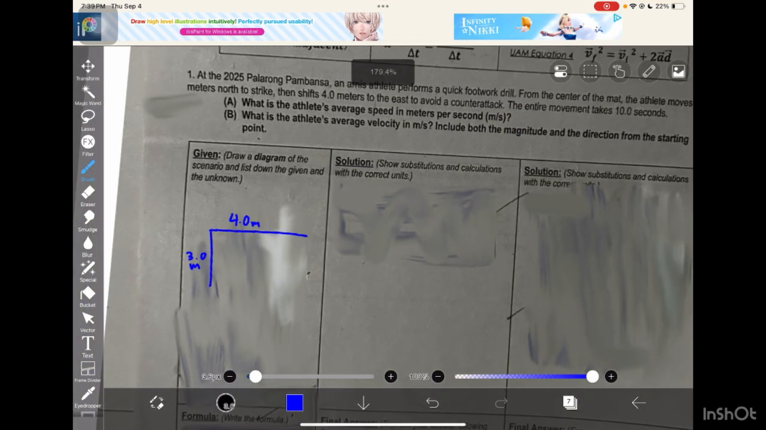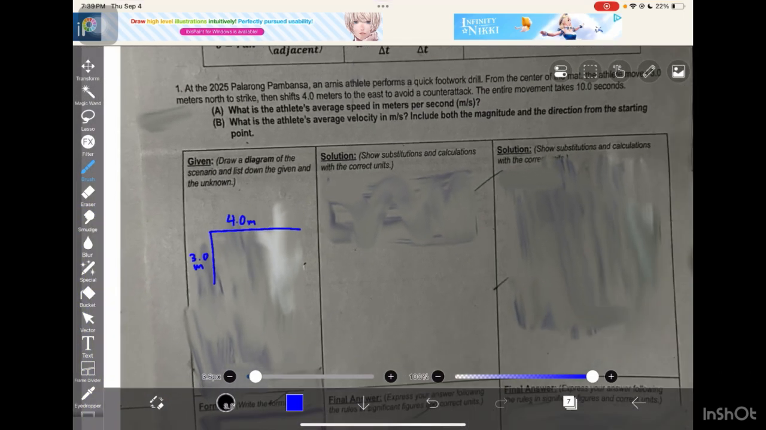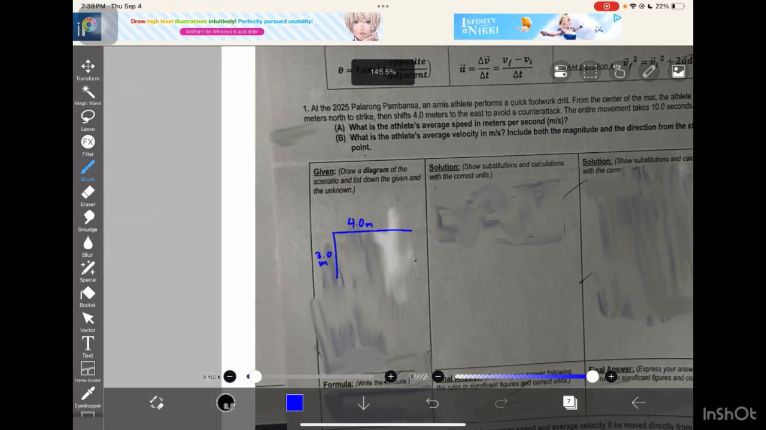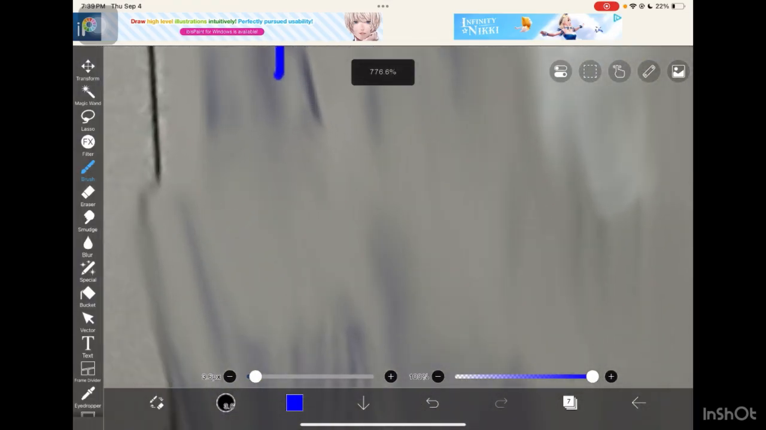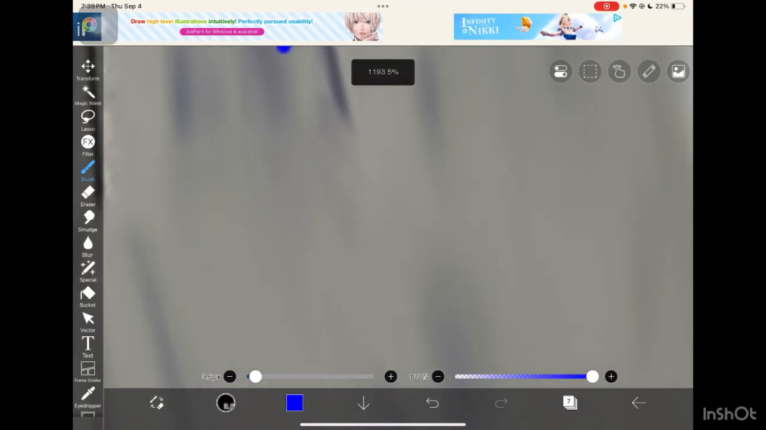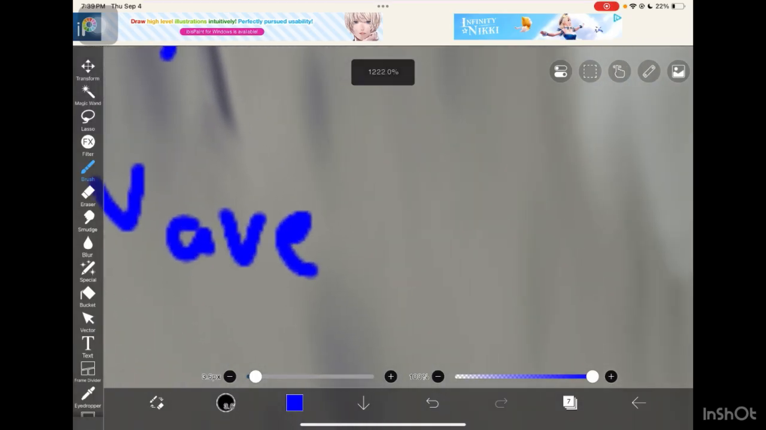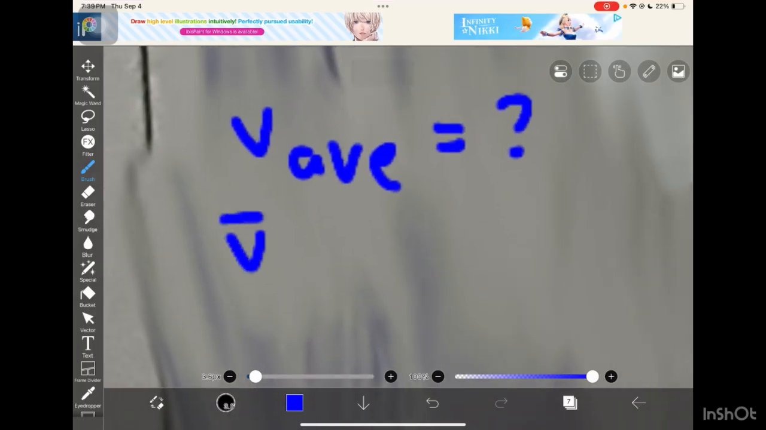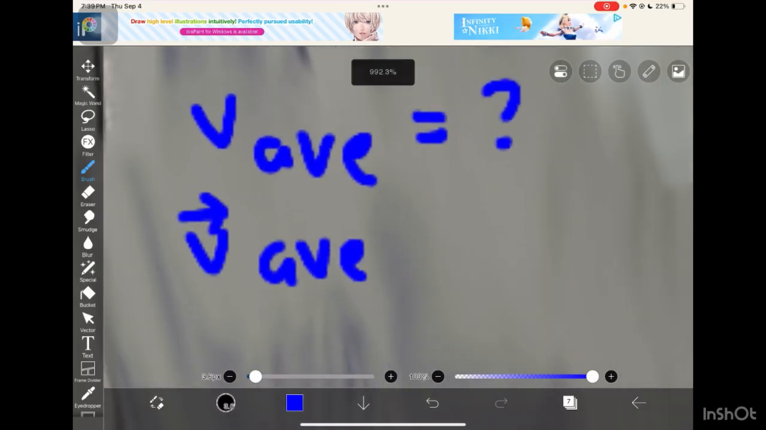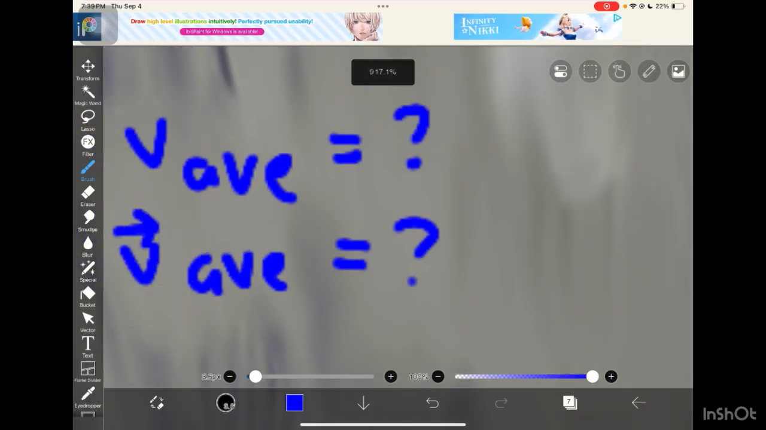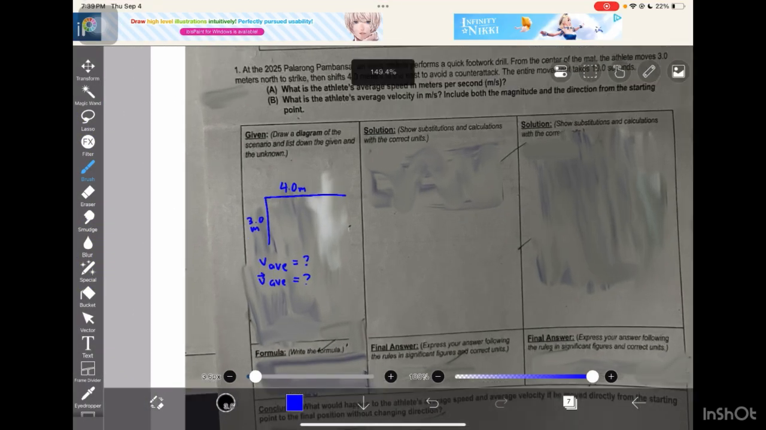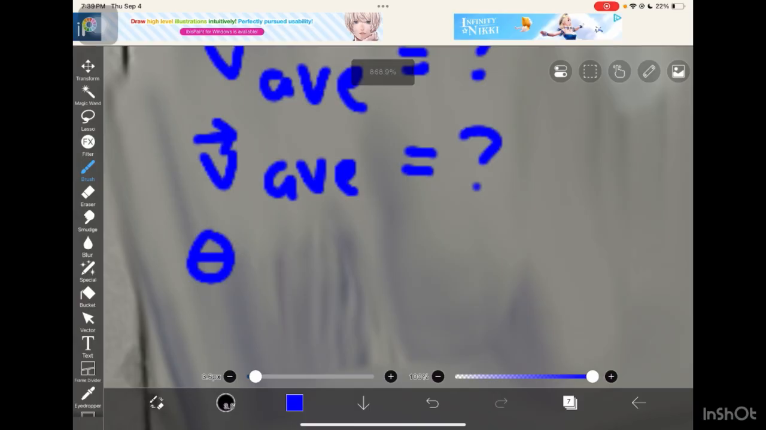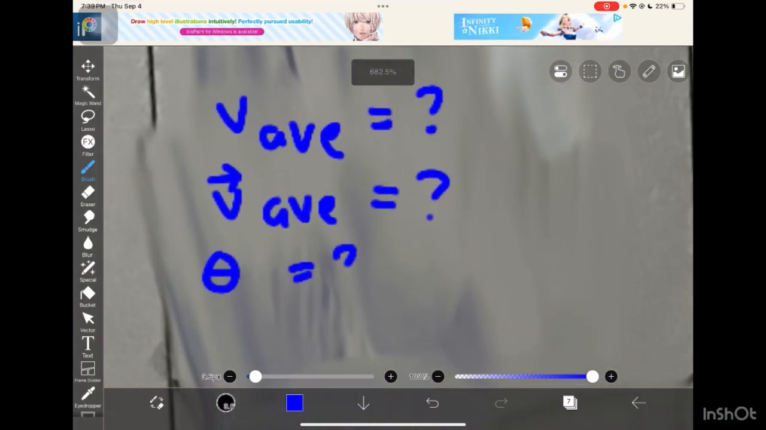We are looking for the average speed and velocity. So which means, let's see our formulas. Let's see what we need first. So we need V ave, velocity with an arrow. So speed and average. And then yeah, theta, we don't know that. So I'll explain how do you do theta again.